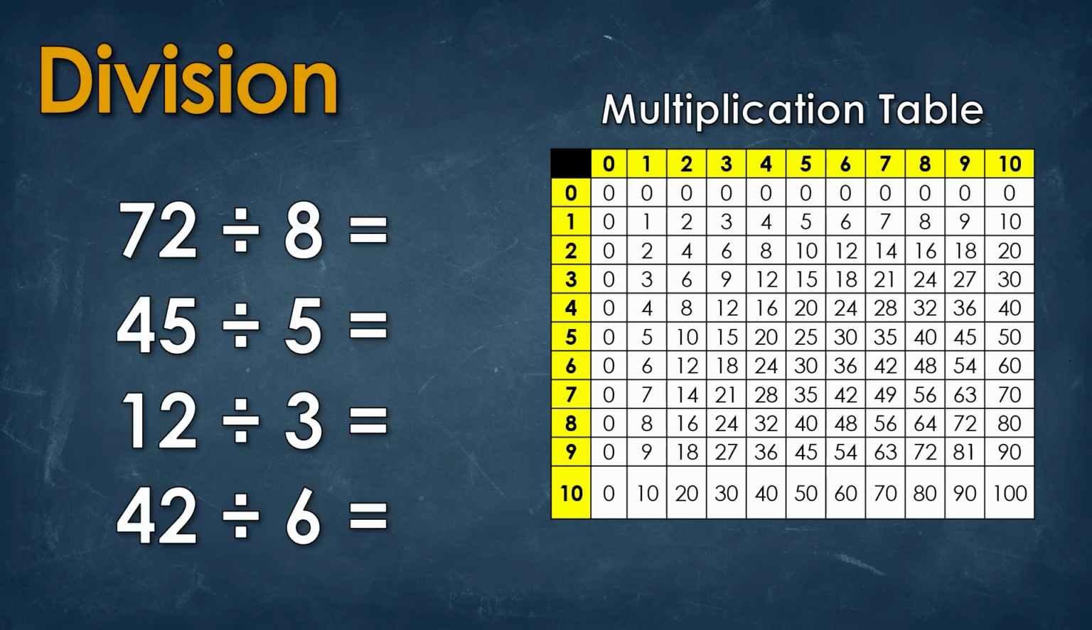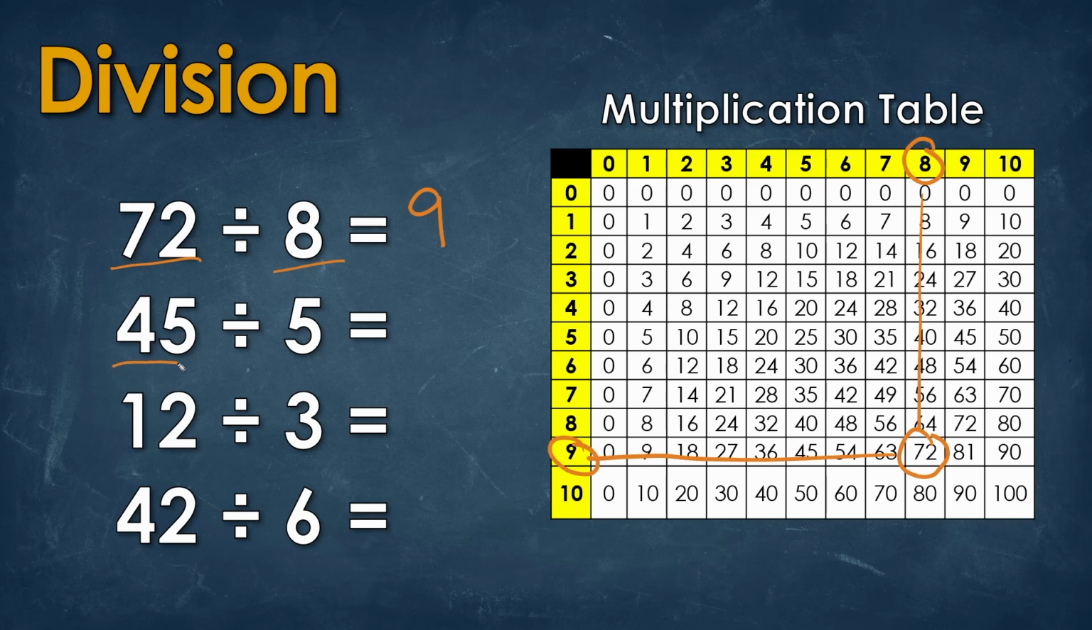Now let's try some more. So we have 72 divided by 8. So we'll start with 8 here. We work our way down until we get to 72. Then we work our way back across to get to 9. So our answer is 9.